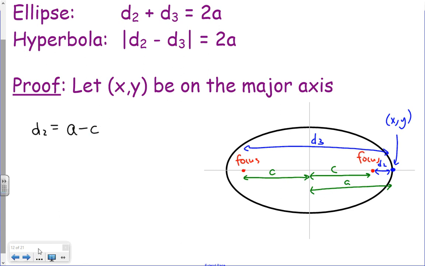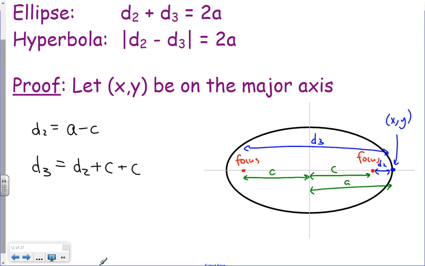All right, let's do the same thing with d3 here. Look at d3 and see how I can relate that in terms of a and c. So if you look at d3, d3 is the sum of these three things here. I've got c is part of d3. This c here is also part of d3, and then d2. So d3 I can write as the sum of those three things. I can write it as d2 plus c plus c. I'll go ahead and write it out that way.